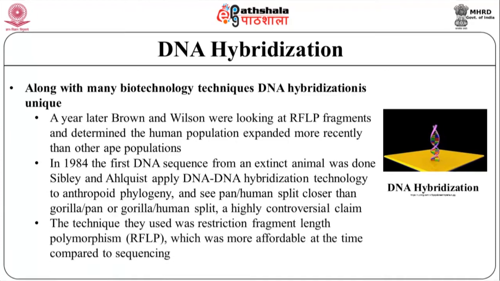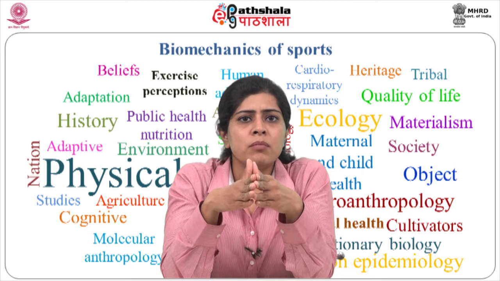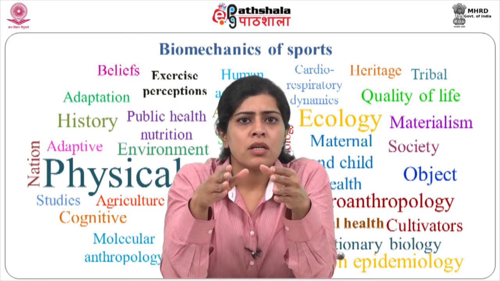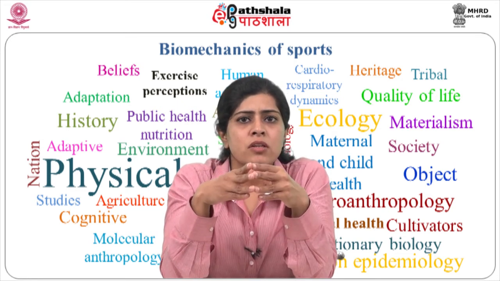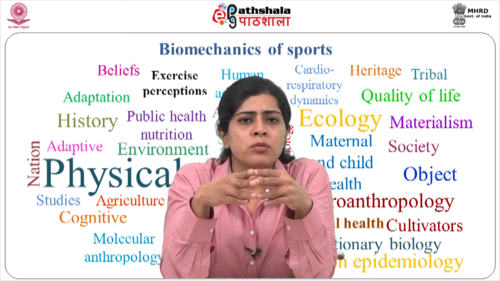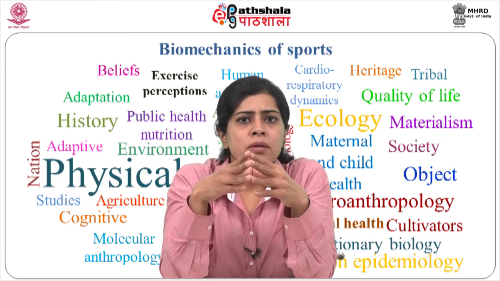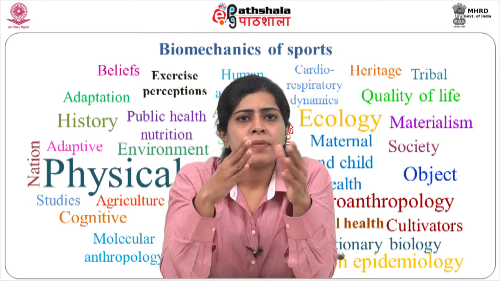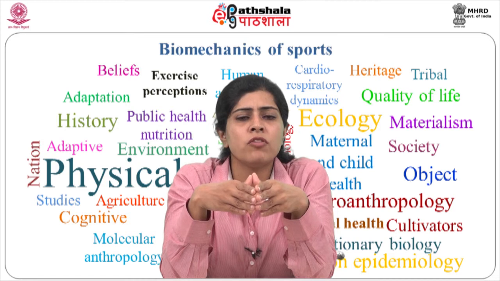The technique they used was restriction fragment length polymorphism, that is RFLP, which was more affordable at the time compared to sequencing. In 1980, W. M. Brown, looking at the relative variation between humans and other species, recognized there was a recent constriction in the human population, and Ota published findings on the rapid evolution of HLA by short distance recombination.